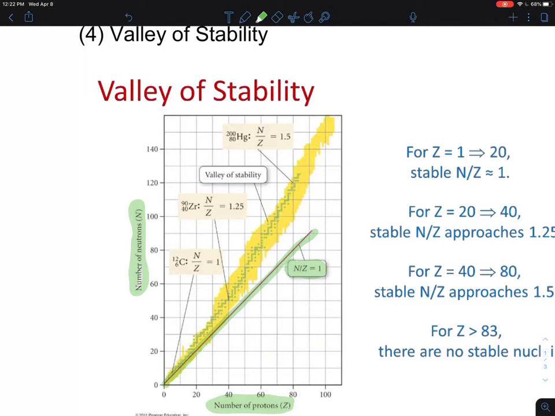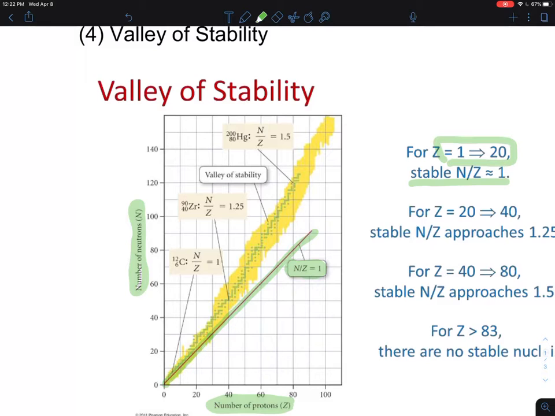And N over Z is 1. So what that means is the number of protons and the number of neutrons is the same along this red line. And up to 20, the most abundant isotope has essentially the same number of neutrons and the same number of protons. The ratio is 1 to 1.